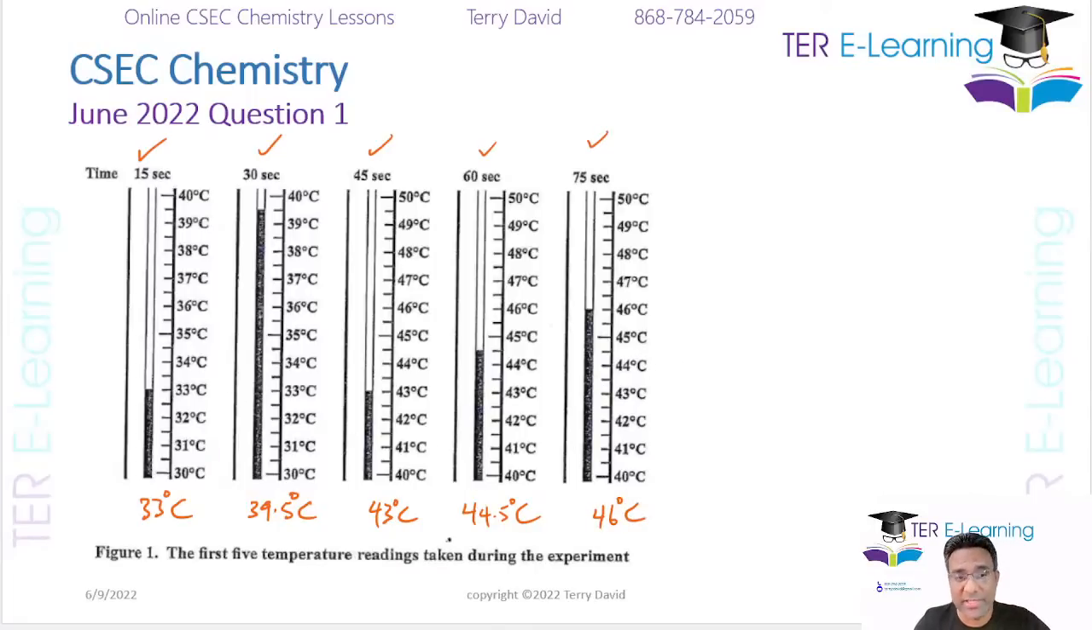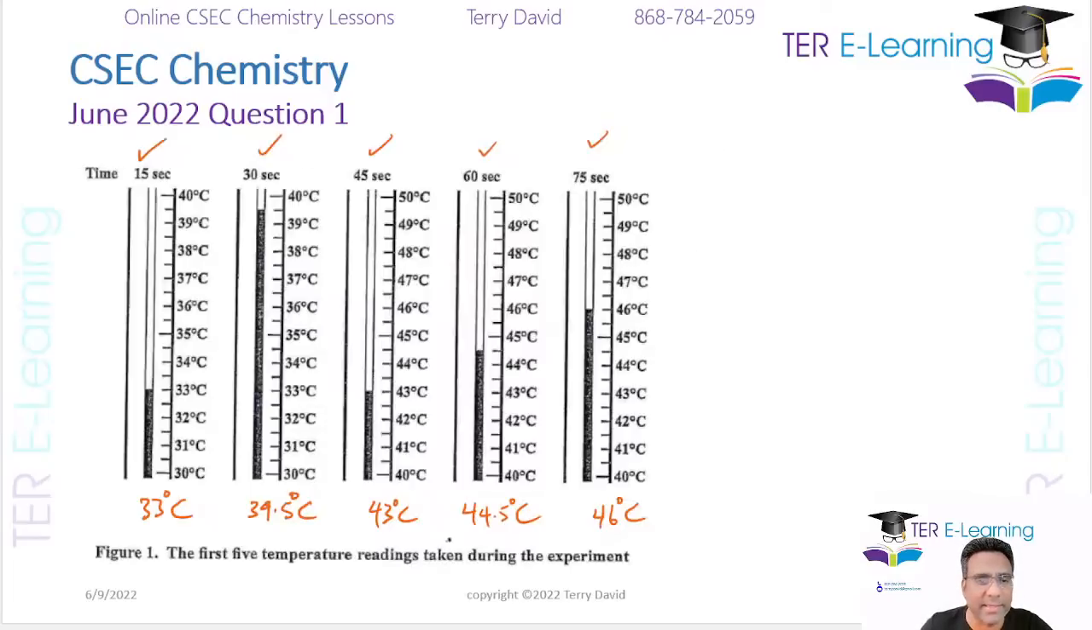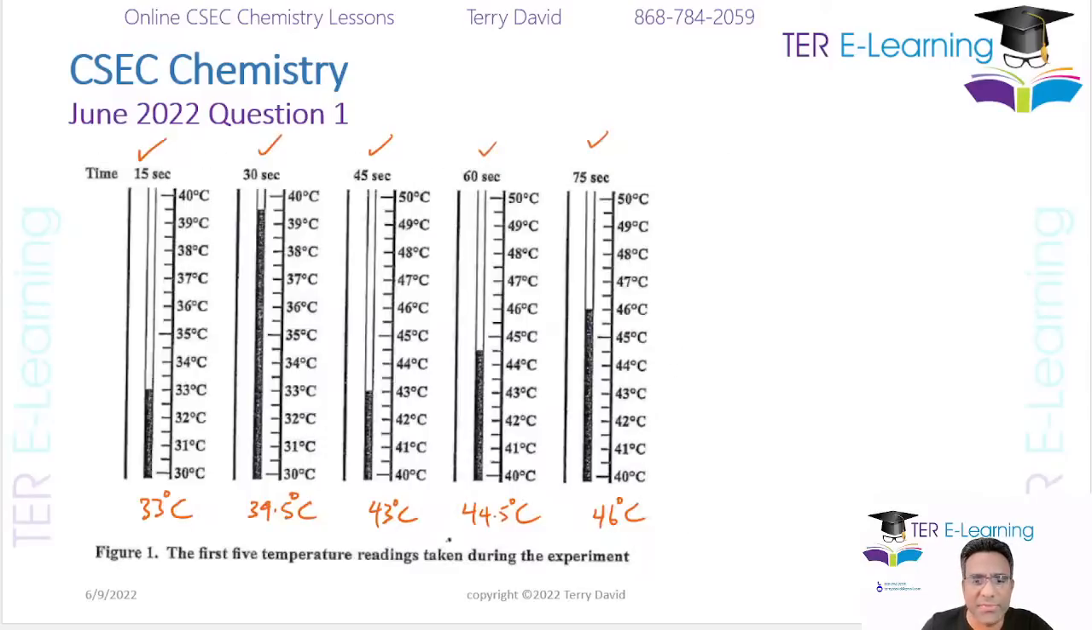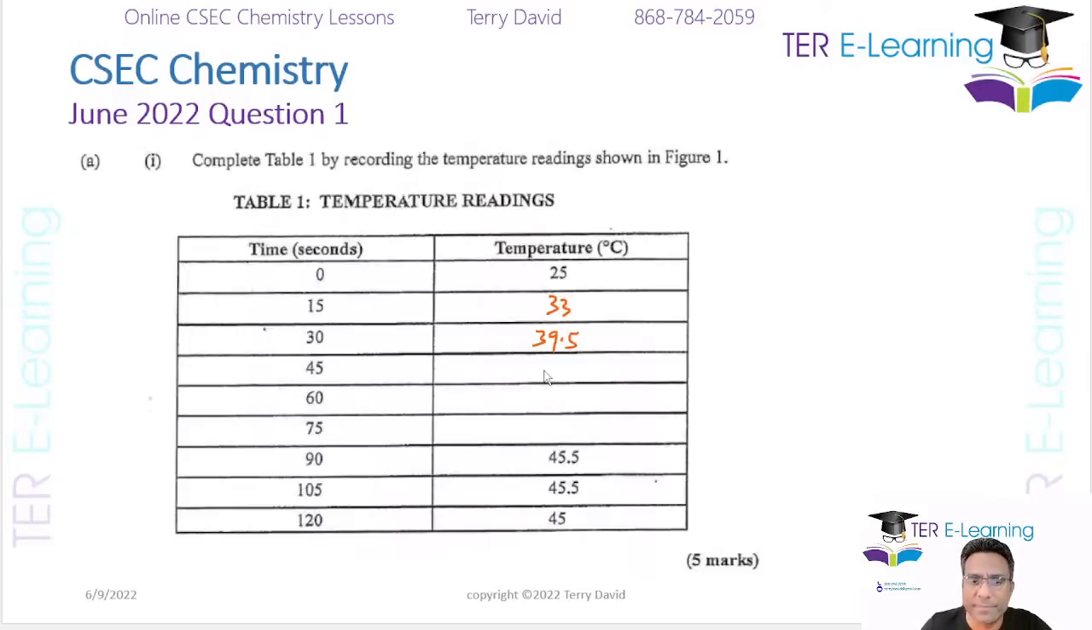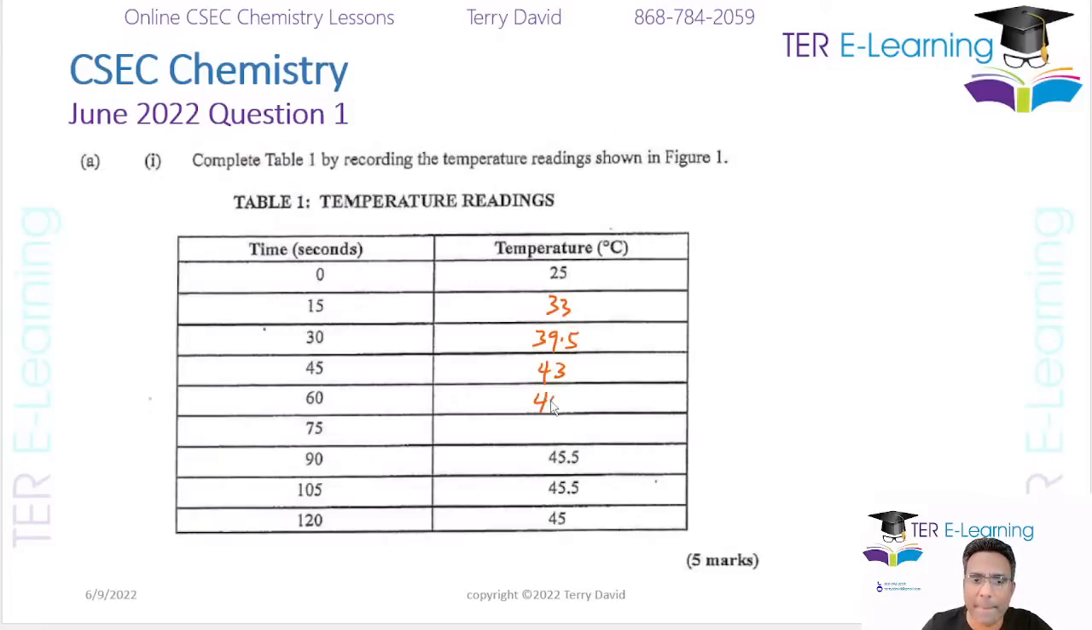We've read off the temperatures, and what we need to do now is put them in the table. For 15 seconds, it's 33. For the next one, 30 seconds, that's 39.5. The next one here is 43 degrees. The next one here is 44.5. And the last one here is 46.